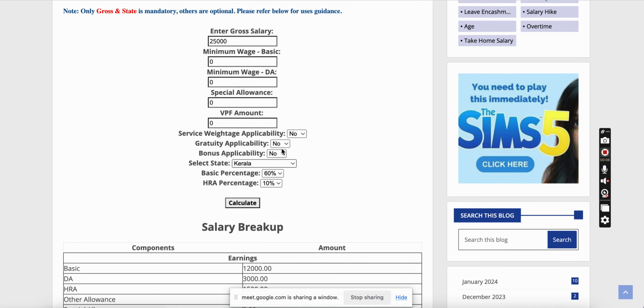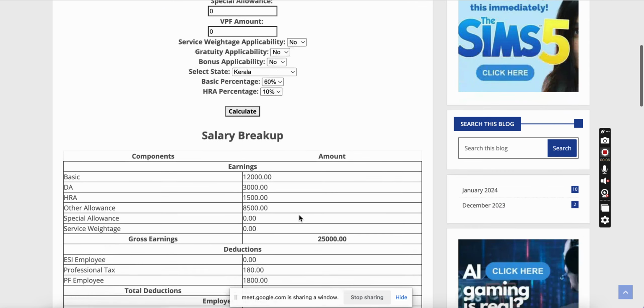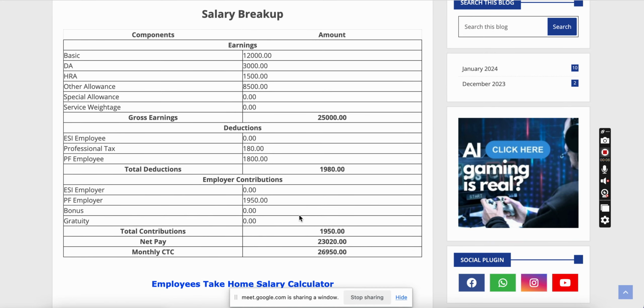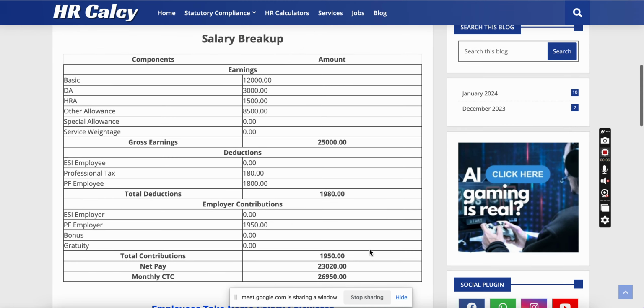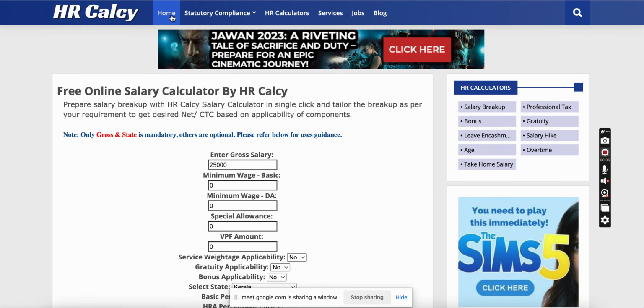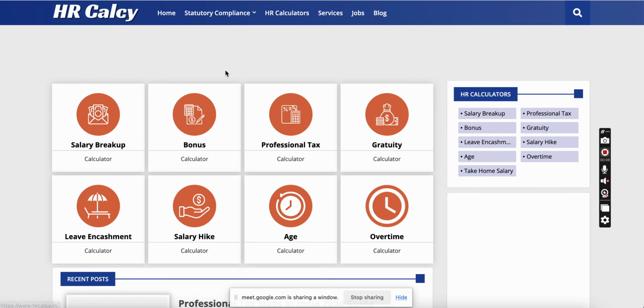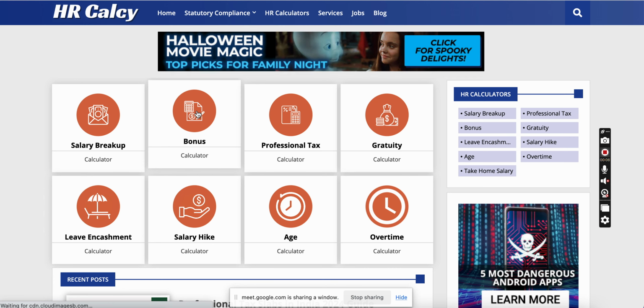But here it is all in a click. In a single click you are getting the whole breakup. Now you can copy paste it into your Excel sheet and modify it the way you want to and go ahead. So easy. Then likewise there are many other breakups you can calculate, like bonus.